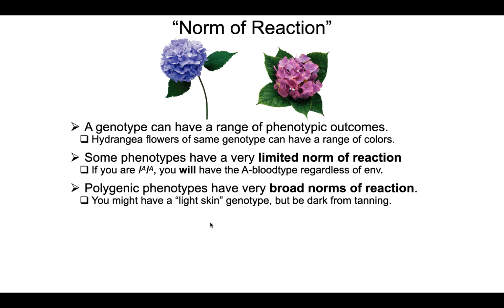Skin color will have a broad norm of reaction. If you grew up out in the deserts of, let's say, Australia, you're going to have darker skin than if you grew up in some cloudy environment, maybe Scotland. So that would have a broad norm of reaction, a high influence of the environment on the phenotype.